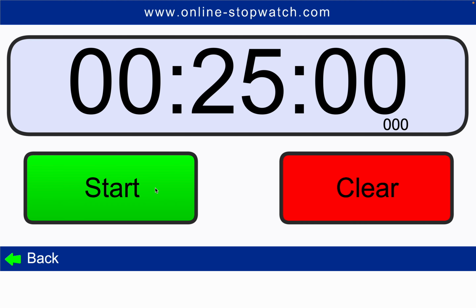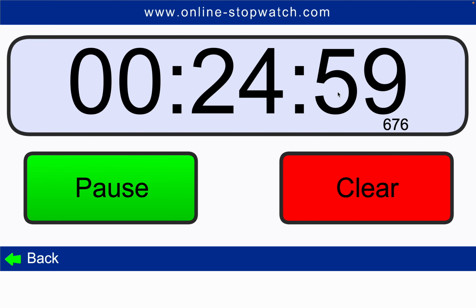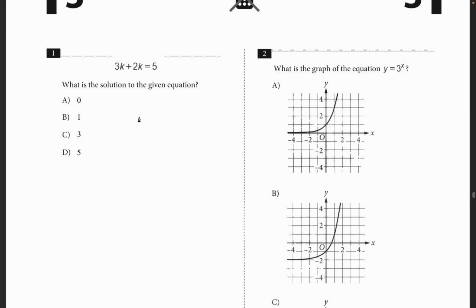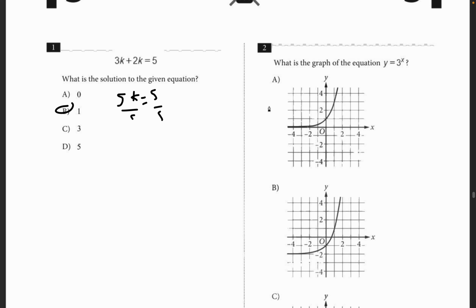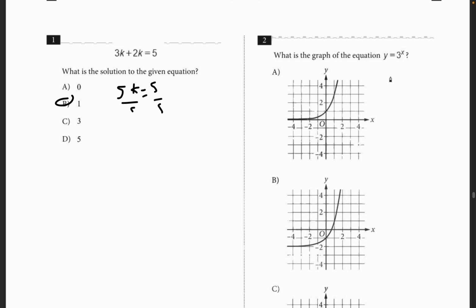3, 2, 1. Begin. Okay. 3k plus 2k equals 5. What is the solution? Okay, so 3k plus 2k, add like terms, you get 5k equals 5, divide by 5, k equals 1. Or you could just do 3 times 1 is 3, plus 2 times 1 is 2, 3 plus 2 is 5.